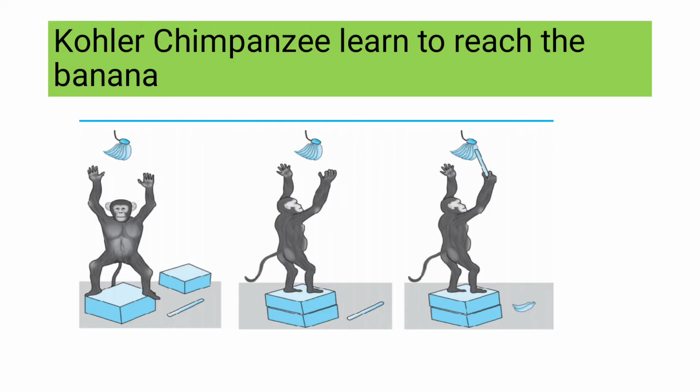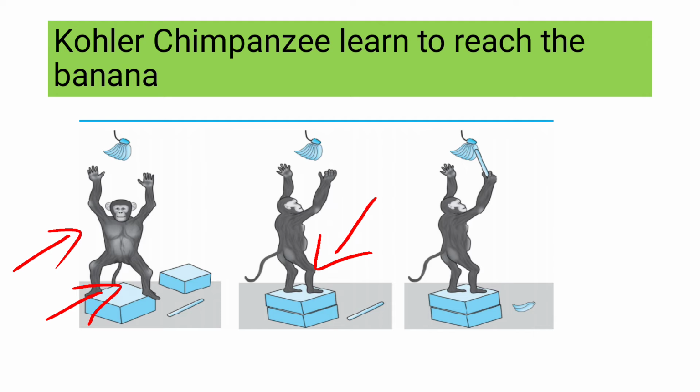Similarly here also, see, first initially what happens, the chimpanzee tries to reach the banana, but it is not able to reach it. Initially it jumped, but it did not get the banana. Then there are some boxes placed in the cage. First it took one box and climbed on it and was jumping, but even then it was not able to reach. Then it placed one more box above that and tried, but after that also it was not able to reach.